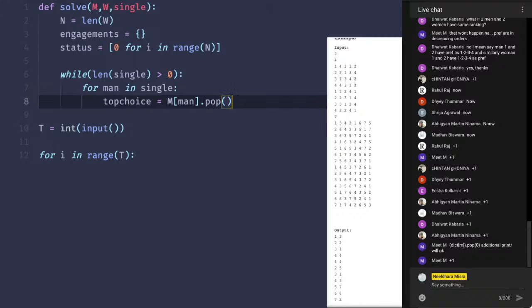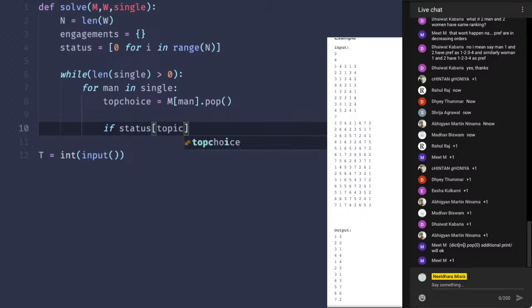Now, what do we need to check? We need to check what happens when man proposes to top choice. Now again, we have to be a bit careful about the indexing business. So top choice is something between 1 and n. The status array has indices ranging from 0 to n minus 1. So if my top choice is woman 1, her status will be reflected in status of 0. So we are going to do status of top choice minus 1.